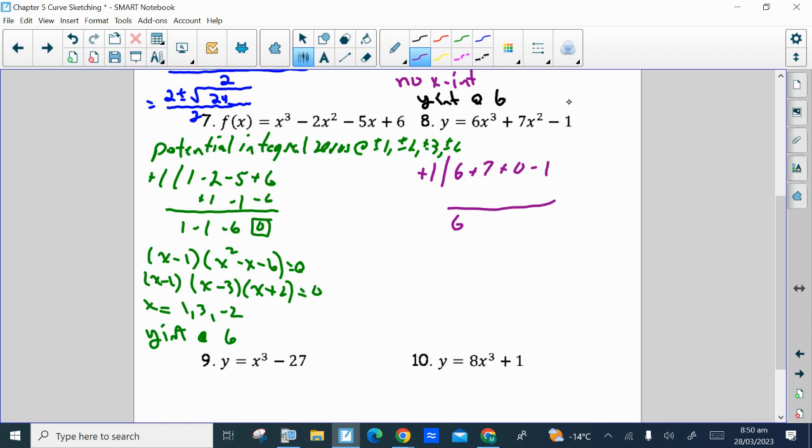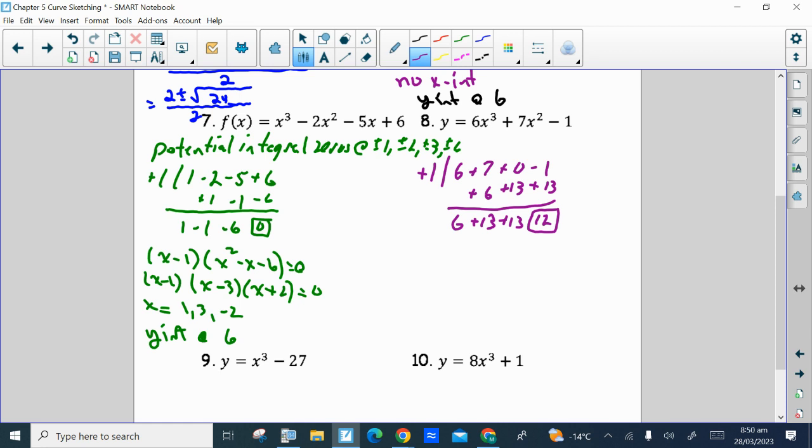And then we multiply and we add. 1 times 6 is plus 6. We add and get plus 13. 1 times 13 is plus 13. We add and get plus 13 again. 1 times 13 is plus 13. We add and get a remainder of plus 12, not 0. That means that x minus 1 is not a factor.